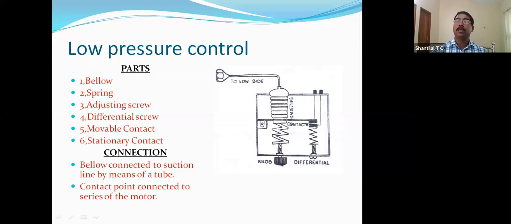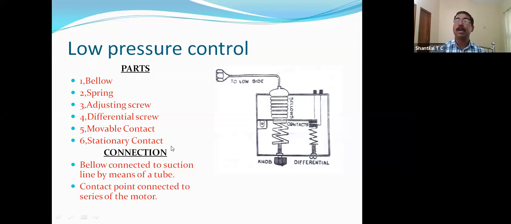The bellow will contract. At that time, this contact point moves up and opens, and stops the motor. In this way, this switch goes on and off. When normal pressure is reached, it will close. When pressure decreases below the limit, it will open and stop the system. This is the working of the low pressure contact.